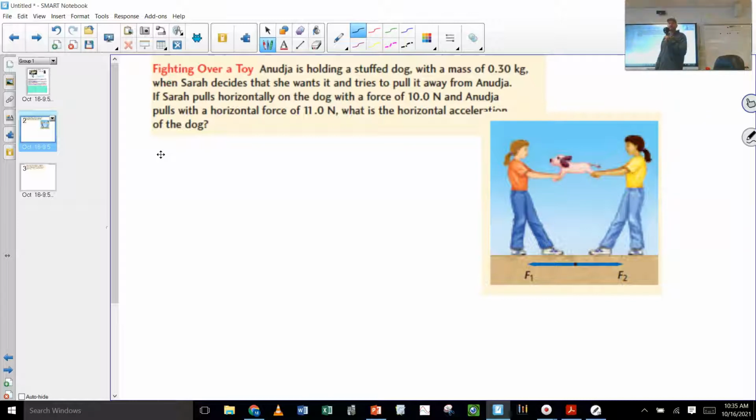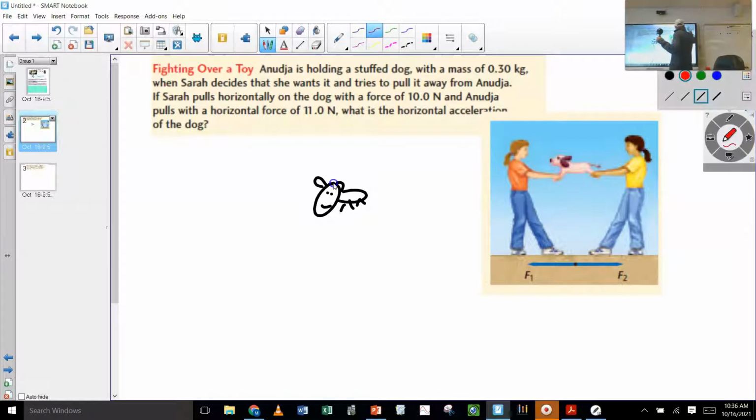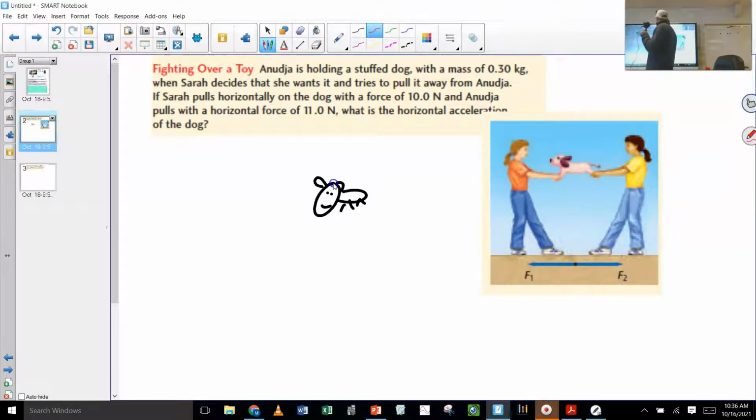So we're going to make a free body diagram. I want you to be making pictures. Label your forces. Sarah pulls it with a force of 10. I don't think it matters which direction Sarah's pulling. She's pulling with 10 newtons. And Judah's pulling with 11. So I'm going to make that force bigger.